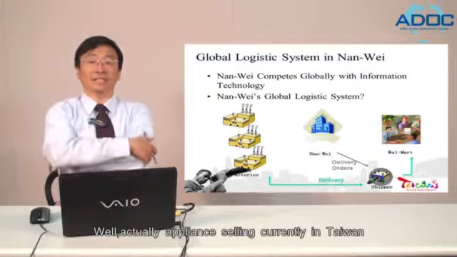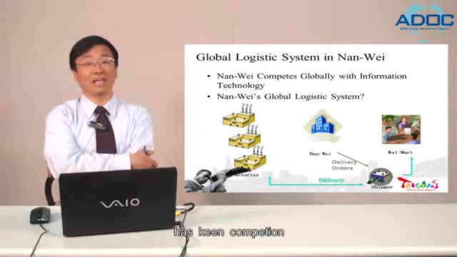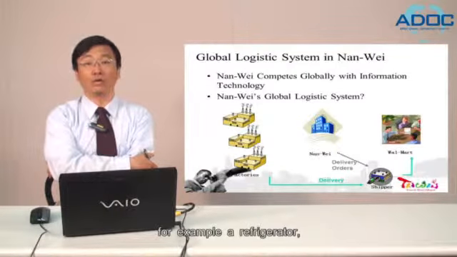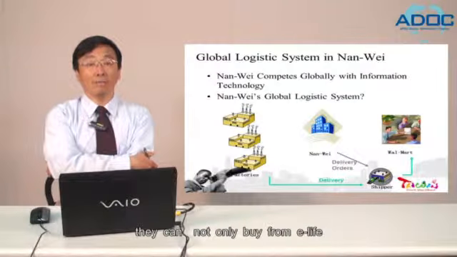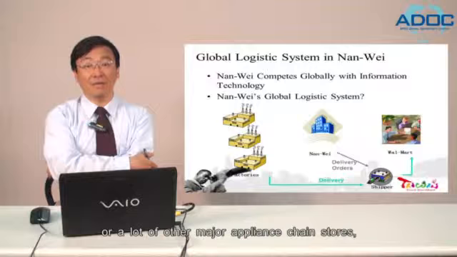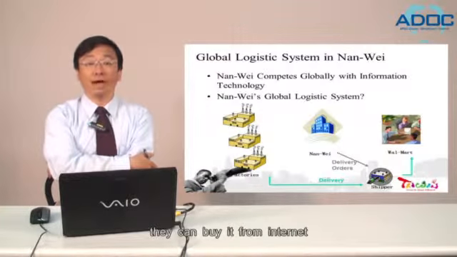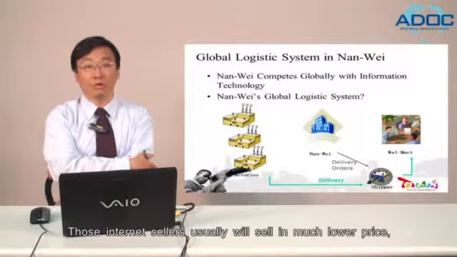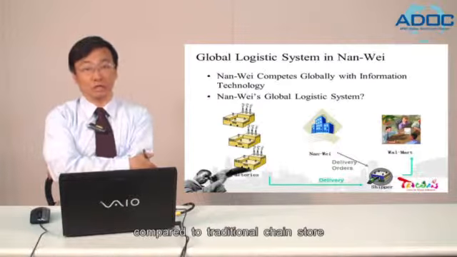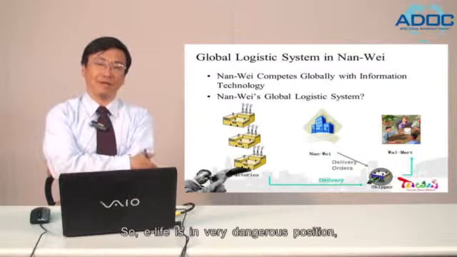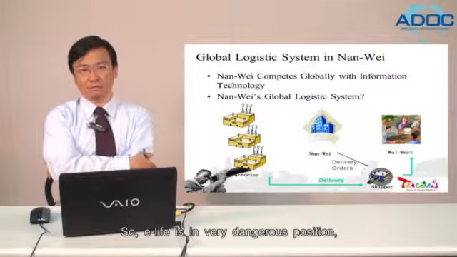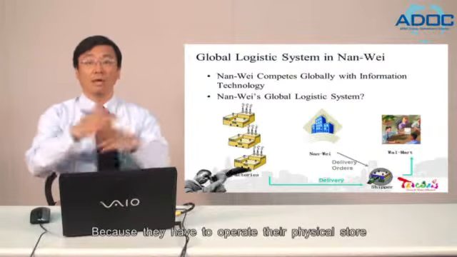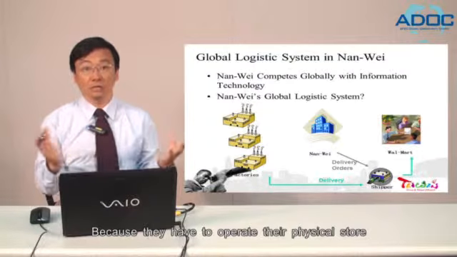Actually, appliance selling in Taiwan currently has keen competition. Anyone in Taiwan who wants to buy, for example, a refrigerator, can not only buy from eLife or a lot of other major appliance chain stores. They can buy it from the internet. Those internet sellers usually sell at a much lower price compared to traditional chain stores. So eLife is in a very dangerous position because they have to pay higher rent and higher labor costs because they have to operate their physical stores.